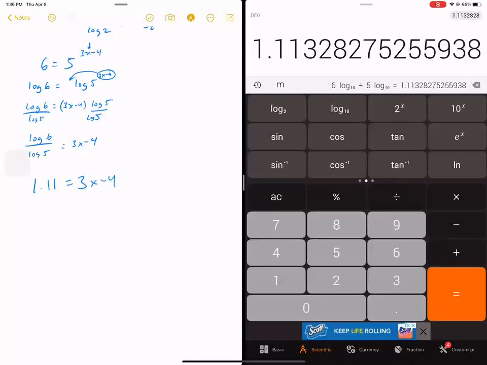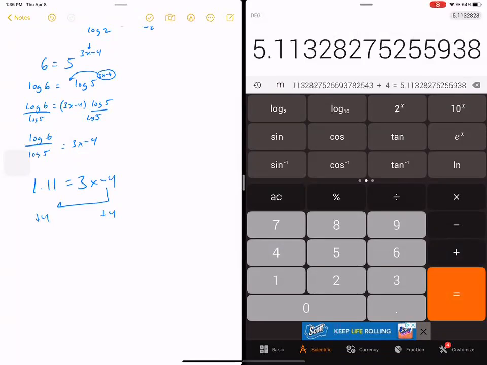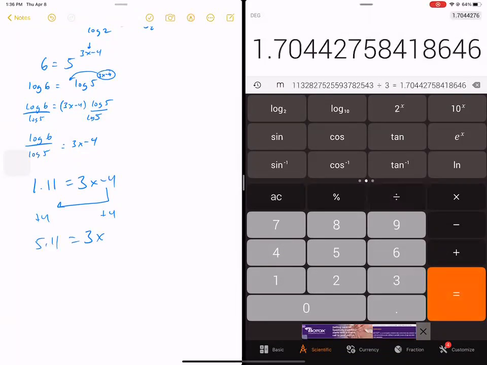Now since I have my calculator here, I can do some calculator math. We're going to add 4 to both sides. On my calculator, I can just write plus 4. Watch, just plus 4. And then I'm going to end up with this number, 5.11. How to get rid of the 3? Divide by 3, and you check it out. My calculator is good to go. X is equal to 1.70. And that's the most accurate without me having to reduce too early.